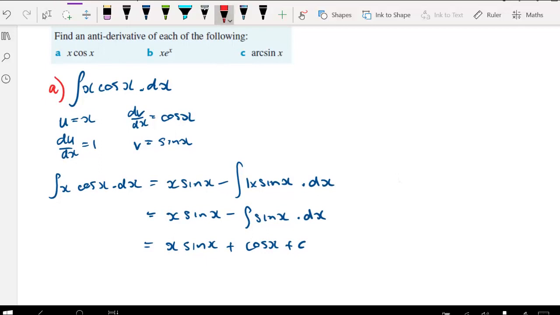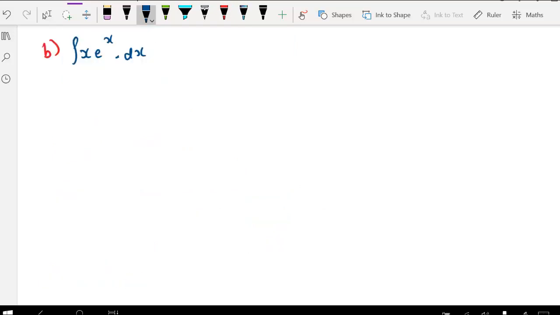Now we're looking at the integral of x e to the power of x with respect to x. Okay, so in this scenario, again, e is an exponential, p is a polynomial power, so u must be x, and dv/dx must be e to the x. du/dx is 1, and v is the integral of e to the x, which is e to the x.